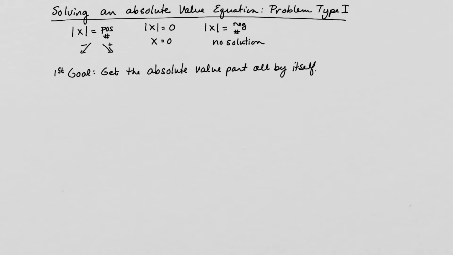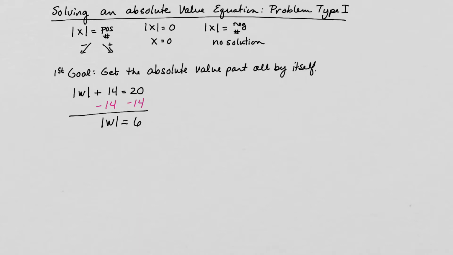So, for example, if we have the absolute value of w plus 14 being equal to 20, so right now you'll see here's the absolute value part, but it's not all by itself. There's this plus 14. So the first thing I'm going to do is subtract 14 from both sides to get the absolute value all by itself. So we end up with the absolute value of w is equal to 6.